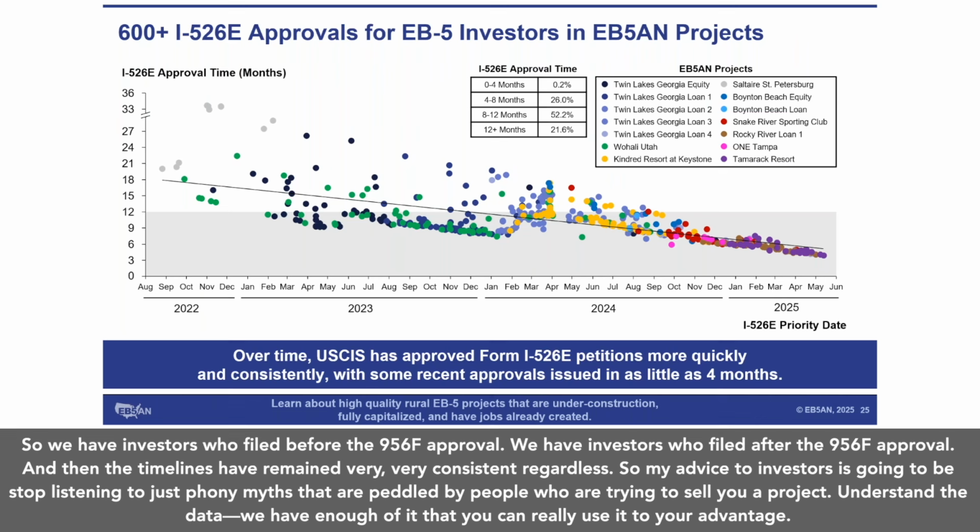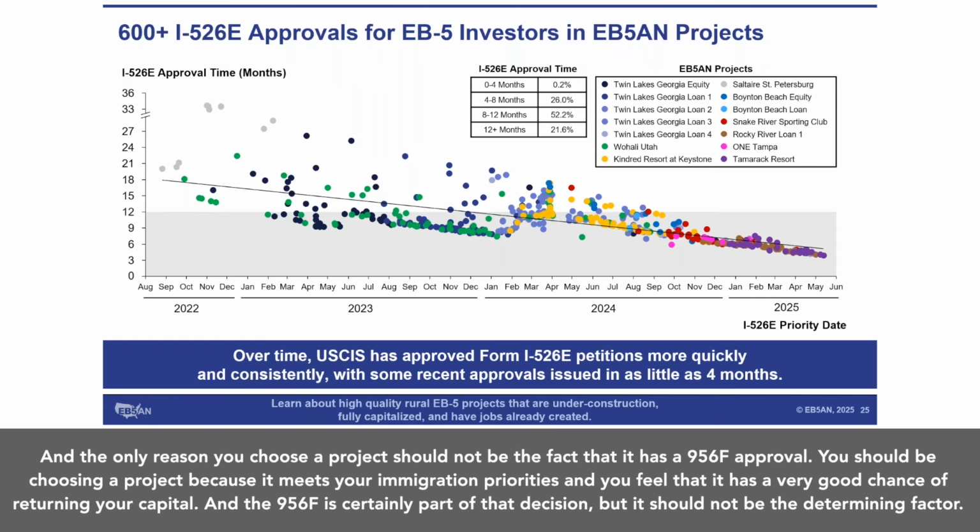So my advice to investors is: stop listening to phony myths peddled by people who are trying to sell you a project. Understand the data. We have enough of it that you can really use it to your advantage. The only reason you choose a project should not be the fact that it has a 956F approval. You should choose a project because it meets your immigration priorities and you feel it has a very good chance of returning your capital. The 956F is certainly part of that decision, but it should not be the determining factor.